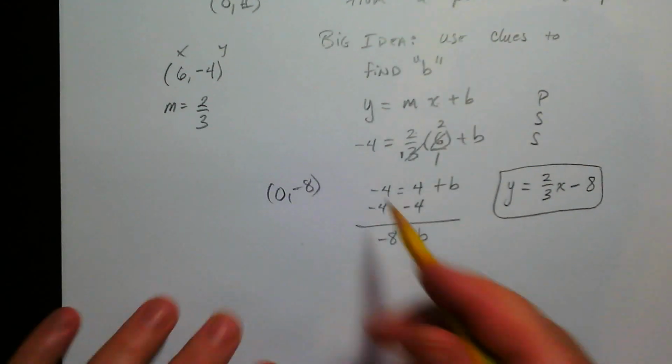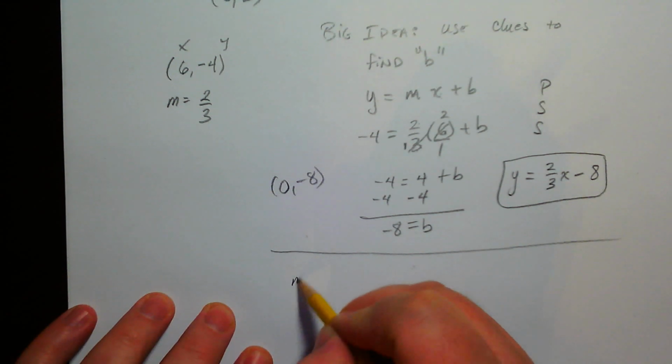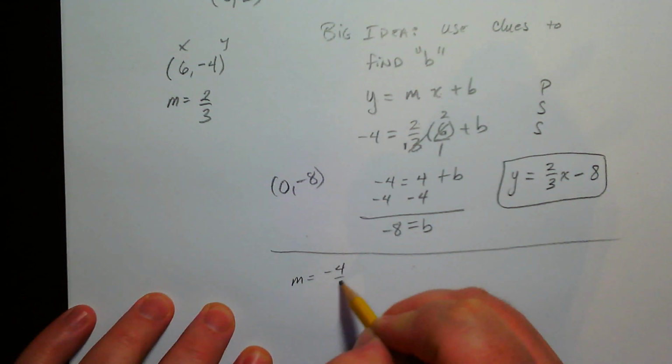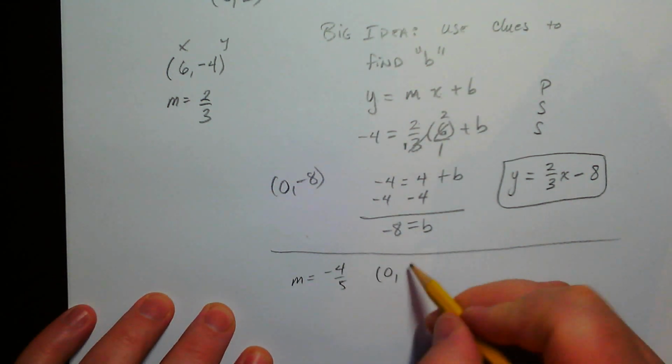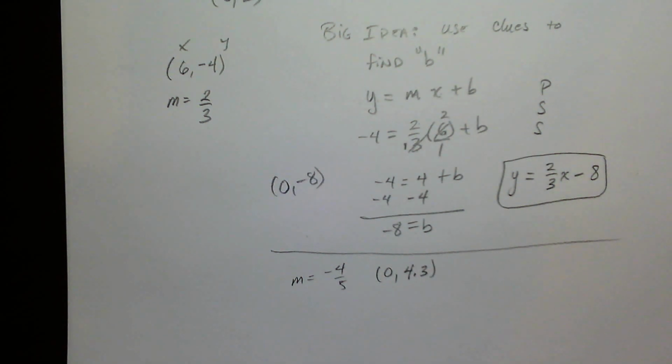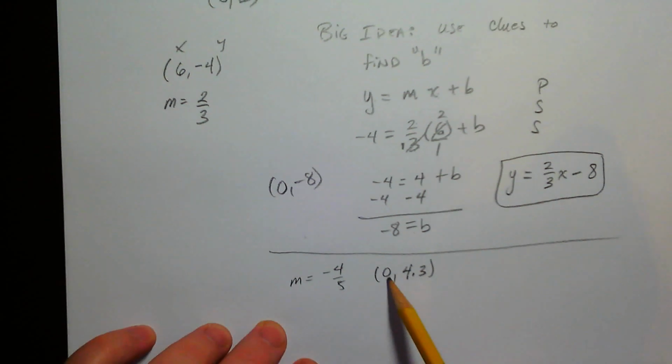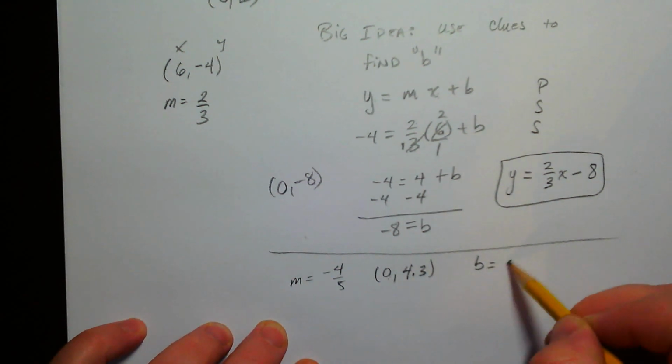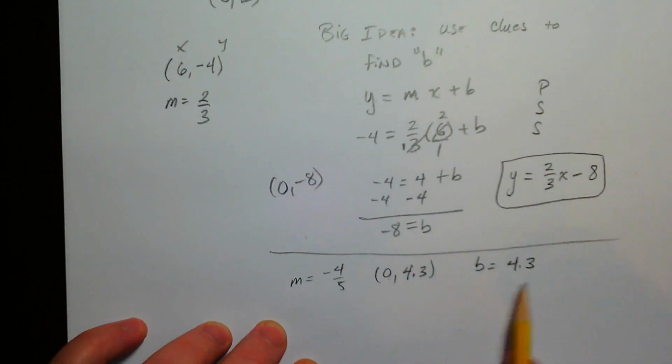Now let's talk about a simpler case where, let's say, it gave you a slope of negative 4/5, and let's say it gave you the point 0, 4.3, right? This one's actually super easy because that is our y-intercept. So I know that b is equal to 4.3. So I know m and I know b.